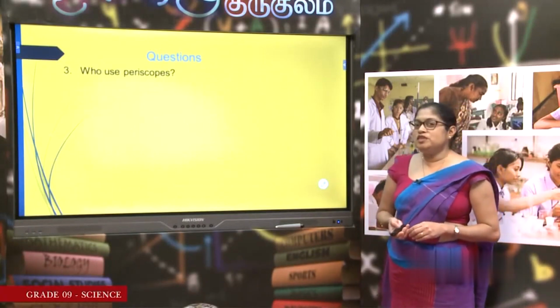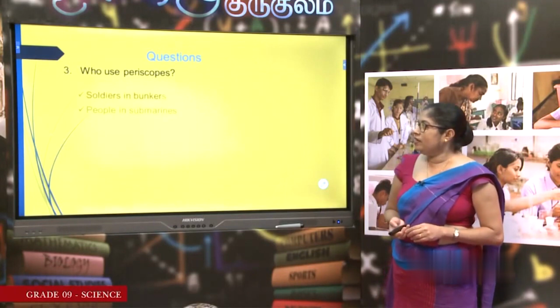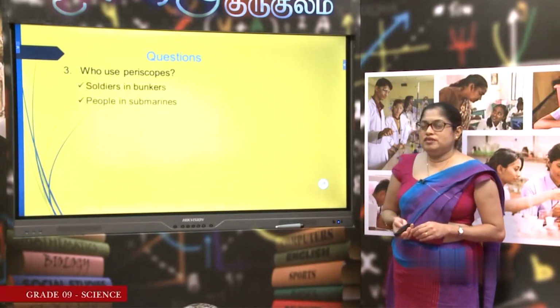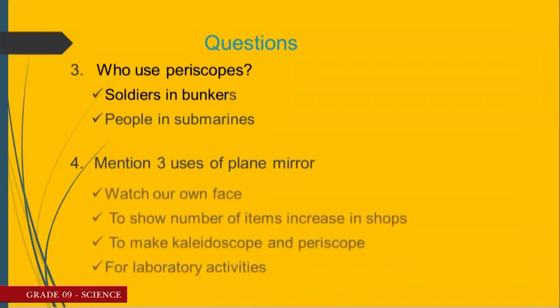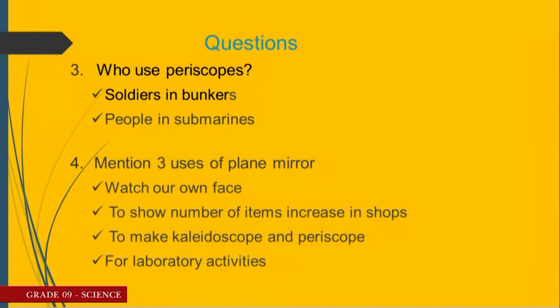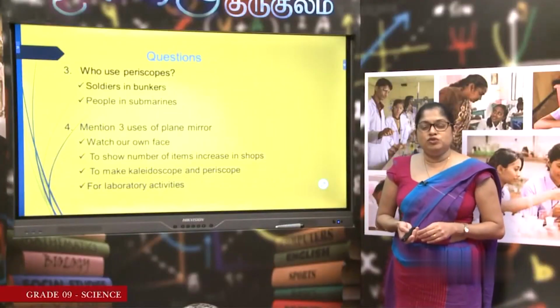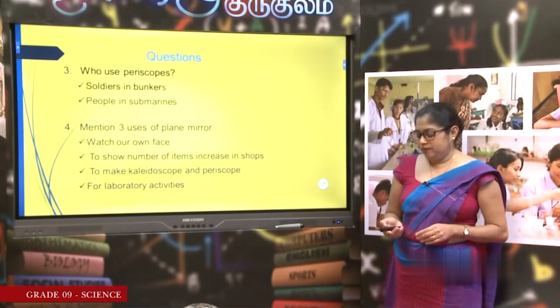Who use periscopes? Soldiers in bunkers and people in submarines. Mention 3 uses of plane mirror. Very easy question. To watch our own face, to show number of items increase in shops, to make kaleidoscope and periscope, and for laboratory activities. These things you know in your day-to-day life.